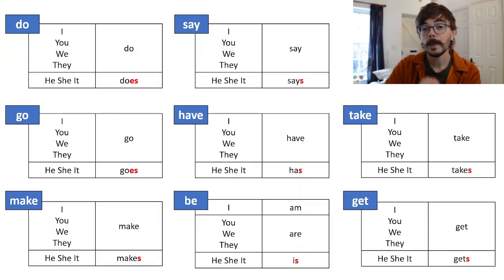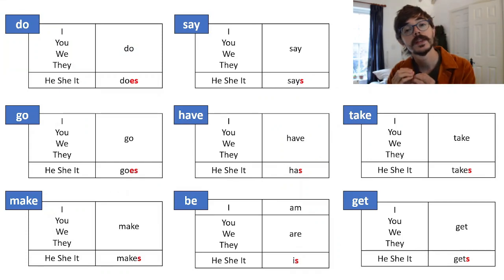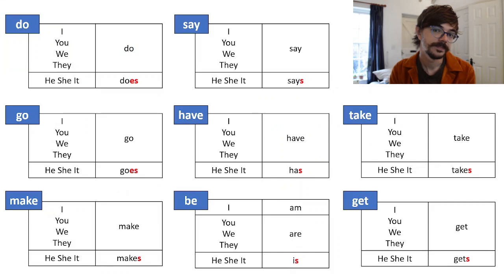However, the verb be has 3 forms. This is the only one with 3 forms. So, I am, you are, we are, they are, and he is, she is, it is. So the most important thing you see here is that he, she or it finishes with an S or an ES. But how do you know when do you put an S, when do you put an ES? You will learn this gradually with time.